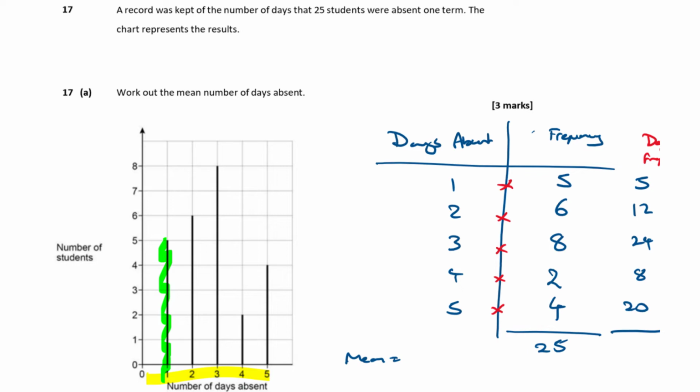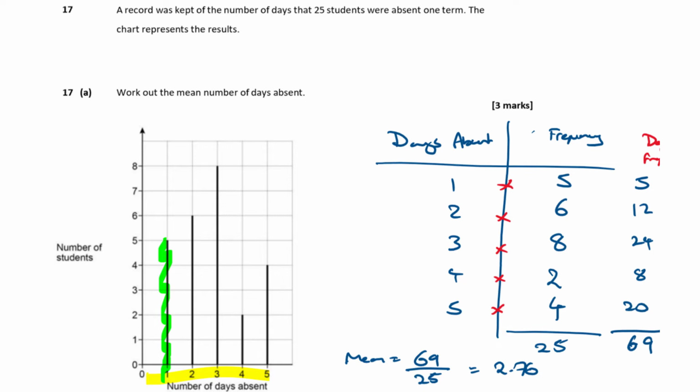That comes to 69. And then the mean is going to be all the total days, 69, divided by 25. What does that come out to be? 69 divided by 25 comes out to be 2.76. So that means on average, each student was absent for 2.76 days.